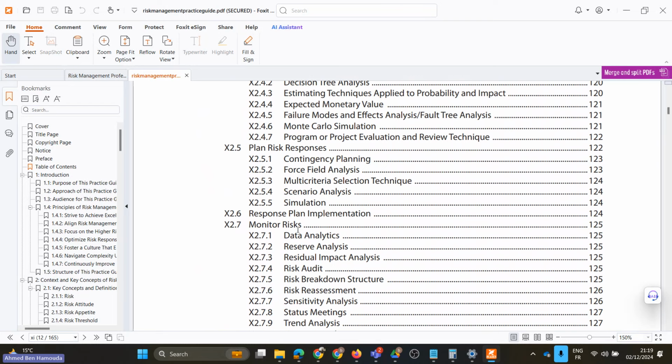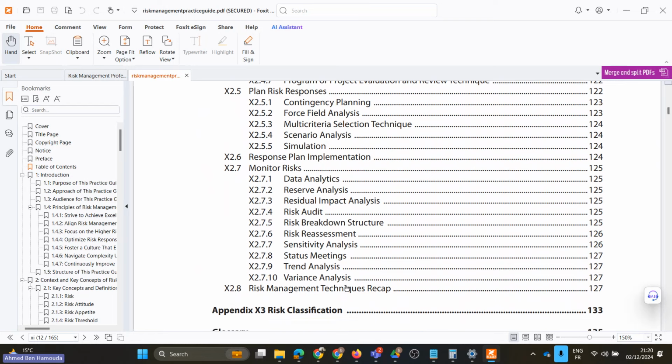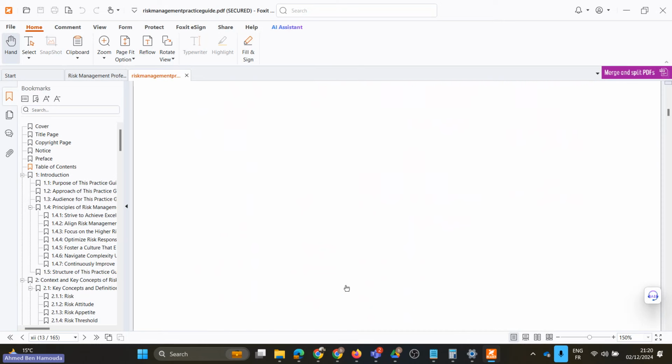for implementing the risk response, techniques for monitoring the risks, like data analytics, reserve analysis, residual impact analysis for residual risks, risk audit. We didn't talk about it much earlier, but it's about auditing the risk process, the RBS, risk reassessment, sensitivity analysis, status meeting, trend analysis, variance analysis. Okay. And that's it. That's exactly it.